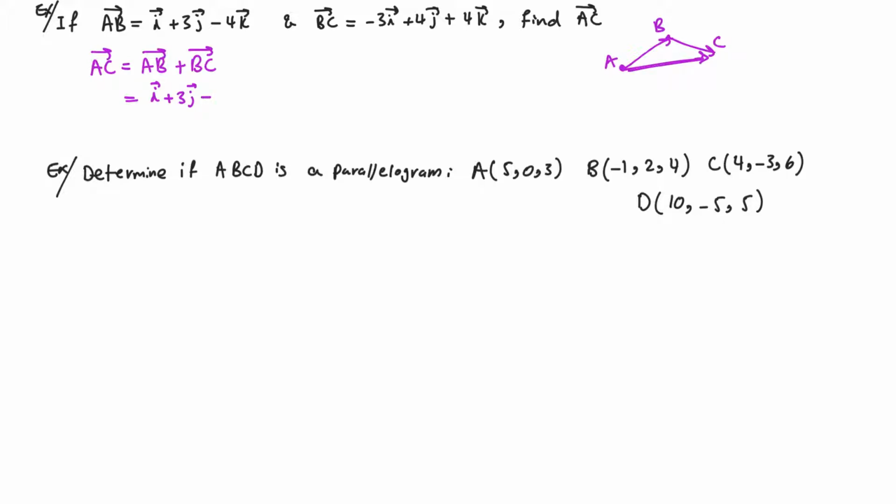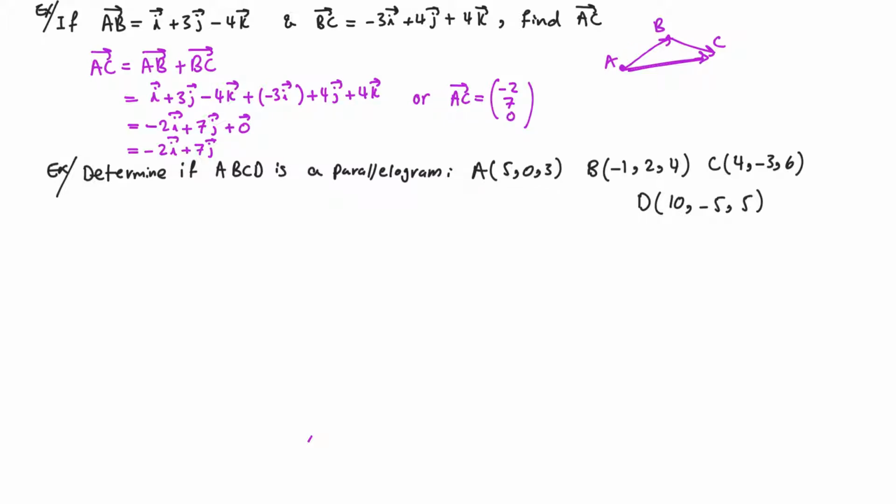When we write it that way, the rest of the question becomes very easy. You're just adding all the components. So you're adding vector i plus 3 times vector j minus 4 times vector k, and to that you're adding vector BC, which consists of components negative 3 times vector i, 4 times vector j, and 4 times vector k. You add the vectors i together, which gives you negative 2 times vector i, 3 times vector j plus 4 times vector j gives us 7 times vector j, and negative 4 times vector k plus 4 times vector k will cancel out. We're left with negative 2 times vector i plus 7 times vector j, or in component form, negative 2, 7, 0.